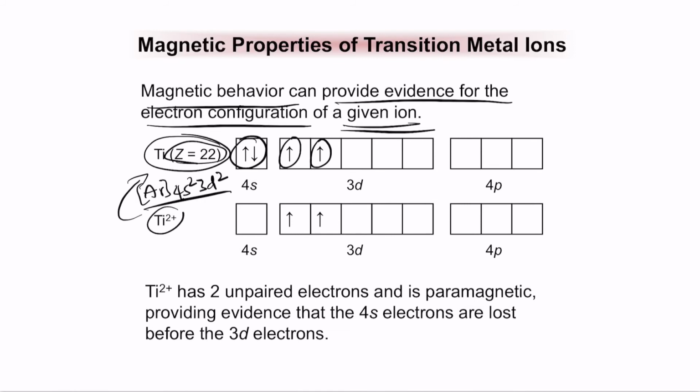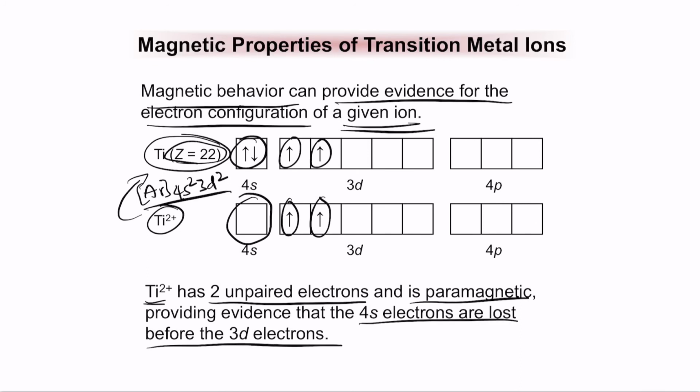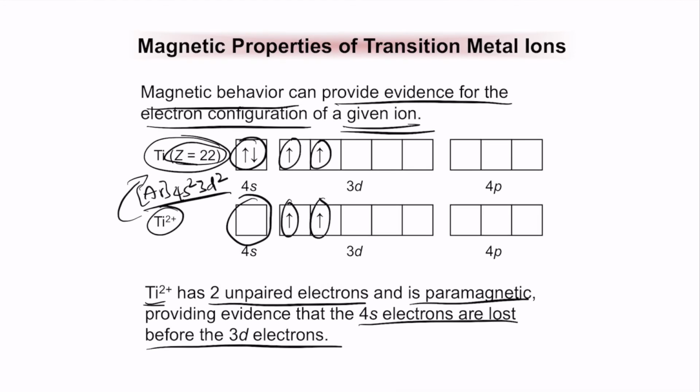Now when you remove 2 electrons and become titanium 2 plus, you notice that the electrons that are going to go first are the 4s electrons, and you have 3d containing 2 electrons. So this titanium has 2 unpaired electrons and is paramagnetic, providing the evidence that the 4s electrons are lost before the 3d electrons. Notice that if it has one or more unpaired electrons, it is paramagnetic.